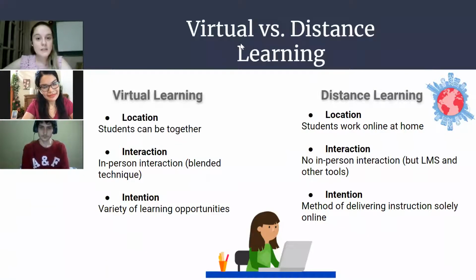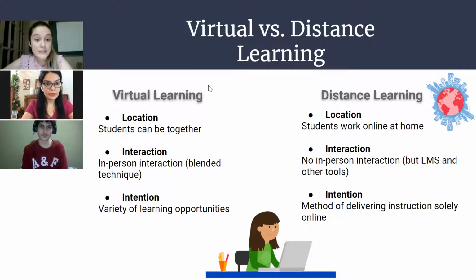Okay, so here we have the differences between virtual and distance learning. There are three main characteristics: for example, the location, the interaction, and the intention. When we talk about virtual learning, we are talking about students that can be together working in a classroom with an instructor, for example. But in distance learning, students work online at home.